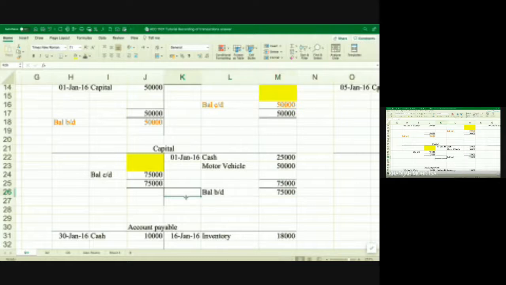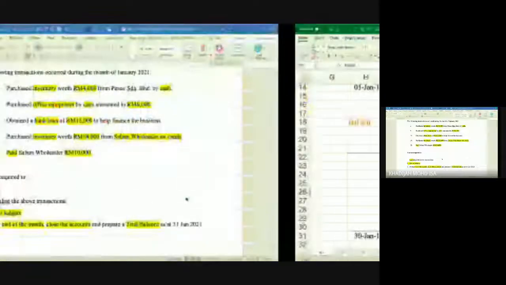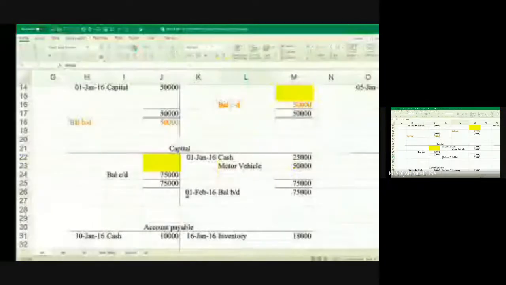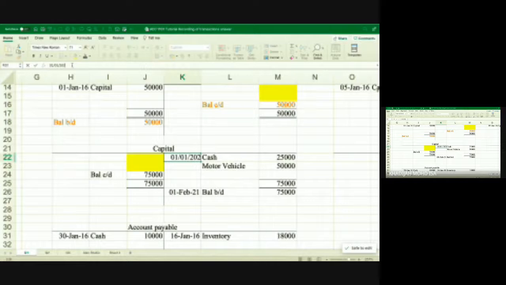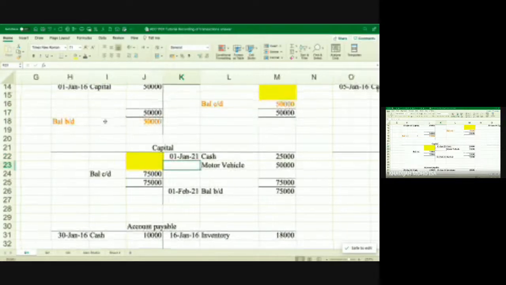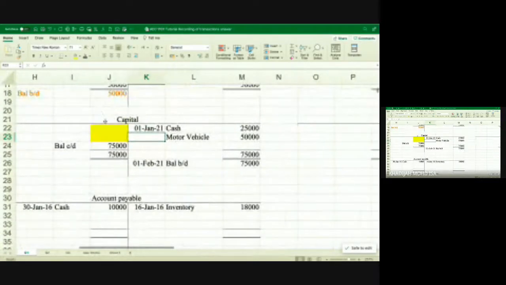In this case, this should be 1st of February. But is it 16? I thought it's supposed to be 2021, right? So it should be 2021. All right, just ignore that, so all of this should be 21. Is that clear? So that's how you decide on the closing balance.